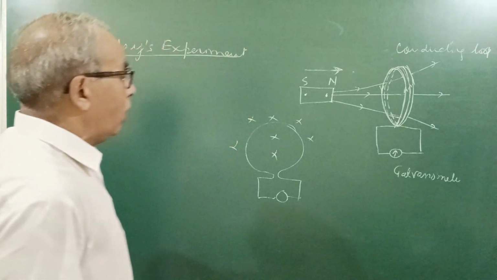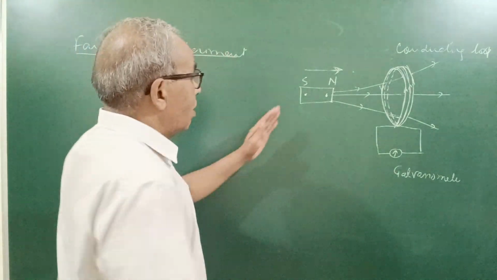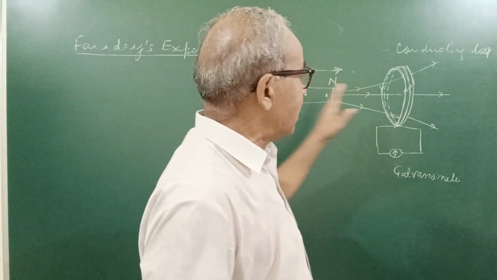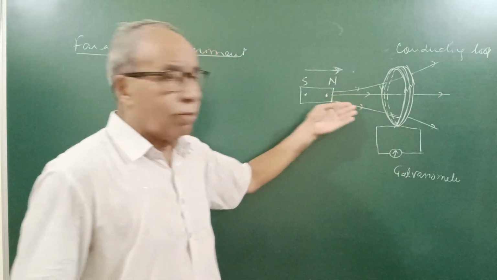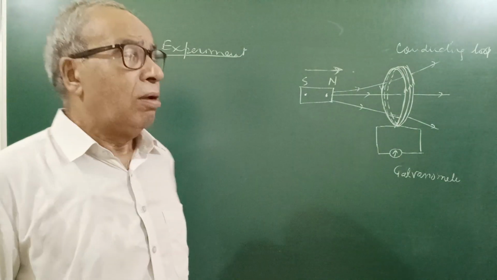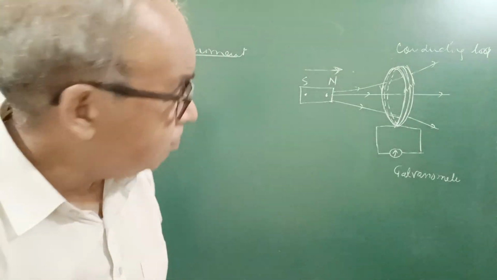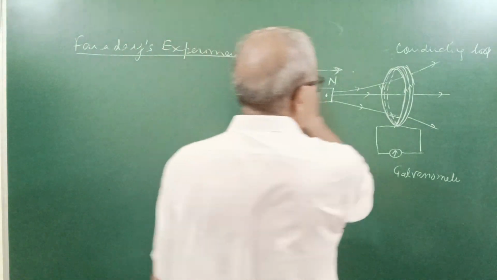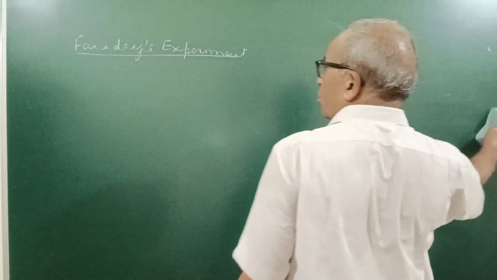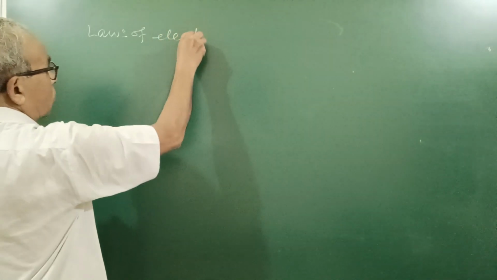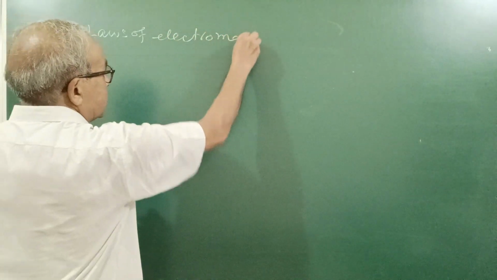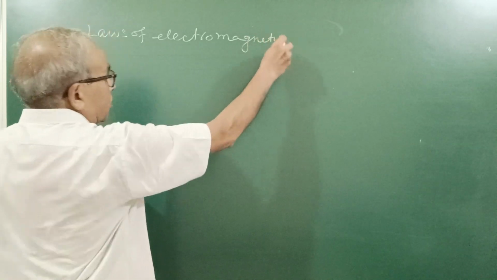This was explained by Neumann. When we bring the magnet close to the loop, the field lines increase and the flux increases. When we take it away, the field lines decrease and the flux changes, and change in flux causes induced EMF. Now, this is one simple explanation. Now I come to the laws of electromagnetic induction.